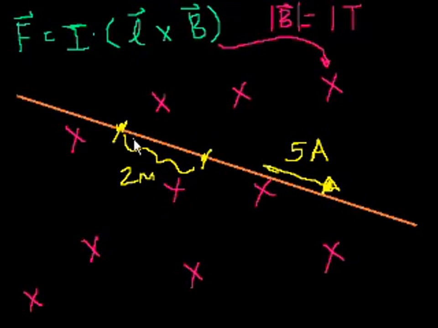So you could view this distance vector that we care about. Its magnitude is 2 meters, right? Because that's the length of wire in question, and its direction is the direction of the current. This is L. Sometimes I get a little carried away on tangents. So that is L. It's 2 meters in that direction. I is 5 amperes, and we already figured out that the magnetic field is 1 Tesla.